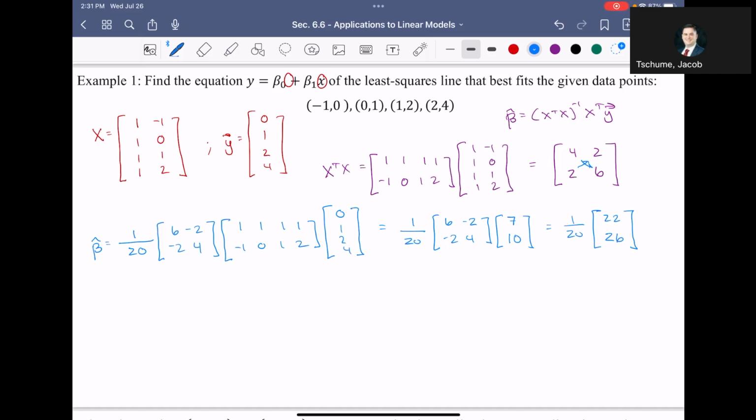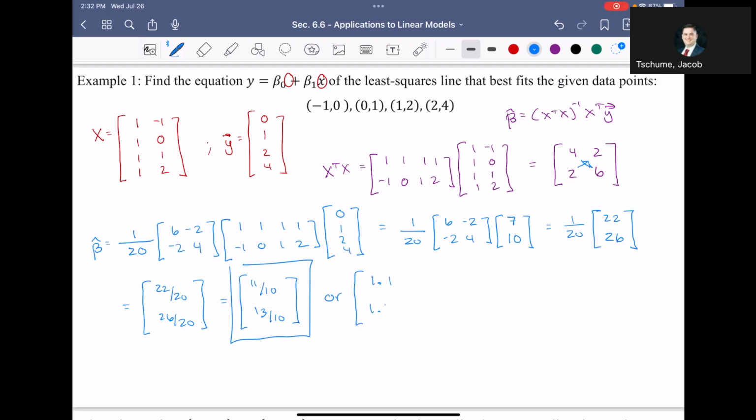So I'm going to multiply the 1 over 20 through, and you should get 22 over 20, 26 over 20, which both reduce: this one is 11/10, and this one would be 13/10. Depending on what the homework asks you to do, if it's asking for a fraction answer, this would be your solution. So I'm going to box this one in for right now. If they want the decimal, obviously get your calculator out and type that in. This would be 1.1, and that would be 1.3.